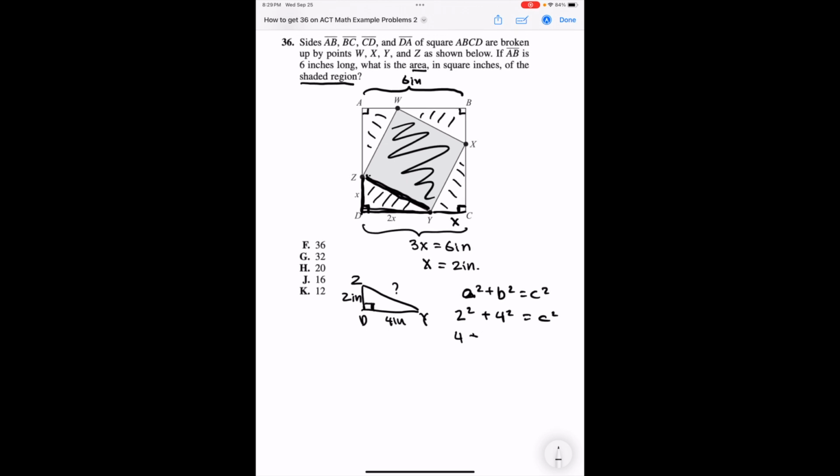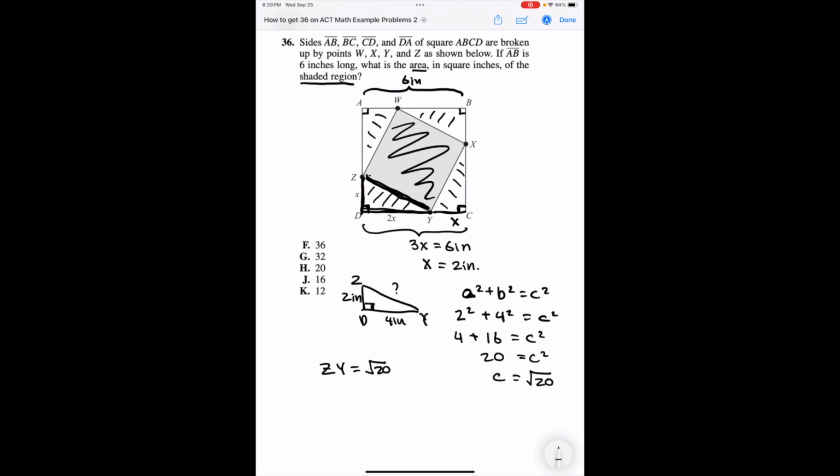So 4 plus 16 is equal to c squared, and that's 20 equals c squared. So c is equal to the square root of 20. So ZY is equal to the square root of 20.